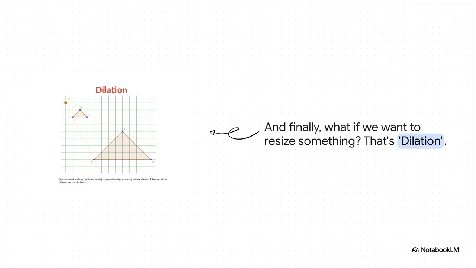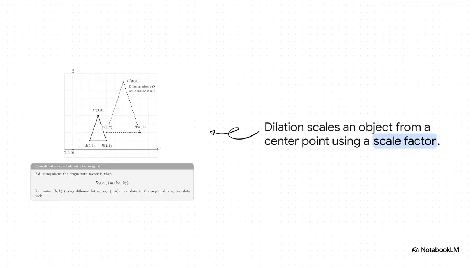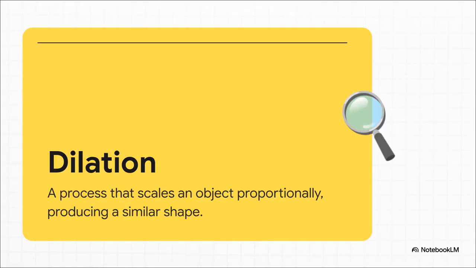And for our last one, what if you want to resize something, make it bigger or smaller? Well, that's where dilation comes in. And back on the coordinate plane, we can be super precise about this. This particular dilation uses what's called a scale factor of 2. That just means the new, bigger triangle is exactly twice the size of the original. And if you look closely, each of its corners is now twice as far from the center point as the original corners were.